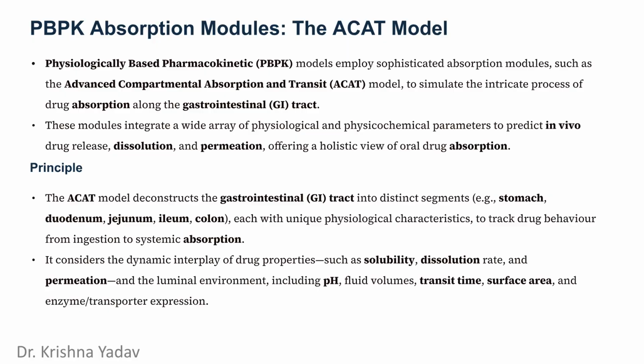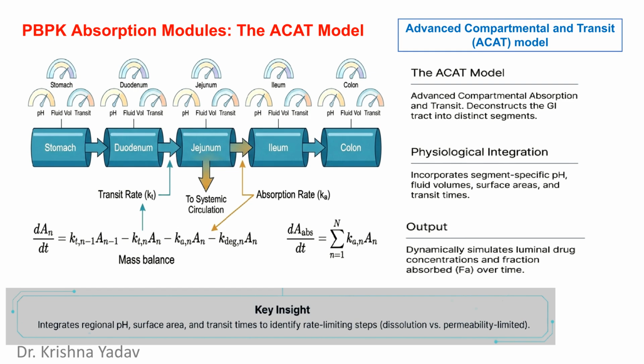We now focus on PBPK absorption modules, specifically the ACAT model. The mass balance equation for the drug in each GI compartment is shown here. It accounts for drug transfer from the previous compartment, transit to the next, absorption, and degradation. While Caco-2 and PAMPA look at the how of crossing a single membrane, the ACAT model, or the Advanced Compartmental Absorption and Transit model, looks at the where and when of the entire journey.